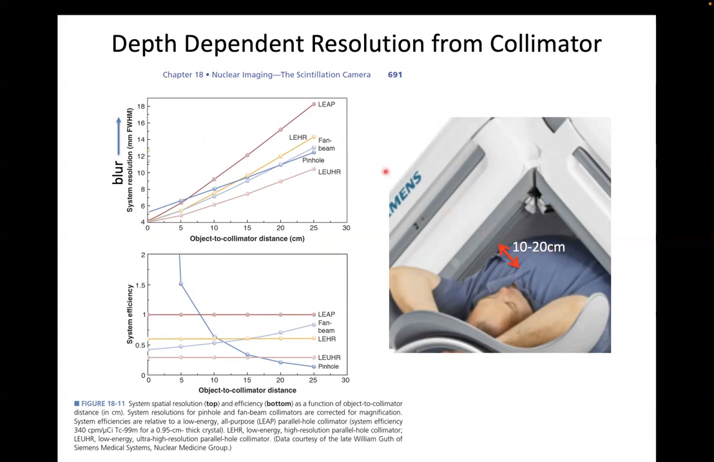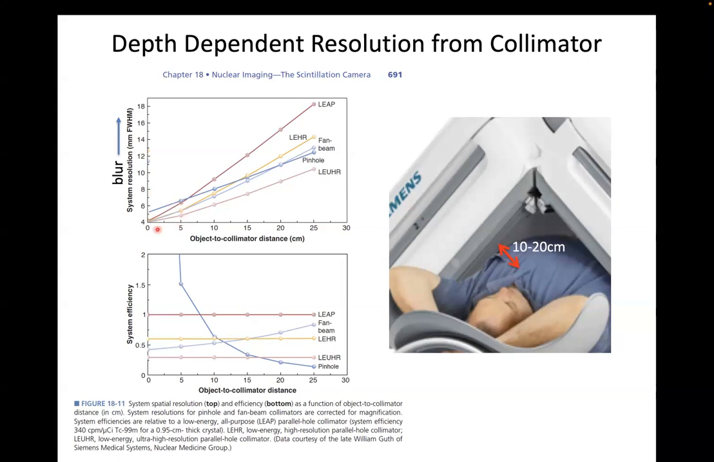And these graphs show basically the full width at half max of the point spread function of the system. So they can measure this by putting a little tiny sphere in the system and looking at the blurry picture of that little tiny sphere as they move it away from the detector. Okay, and so a low number on this graph is good. That means your full width at half max is small, so it's a sharper point image.